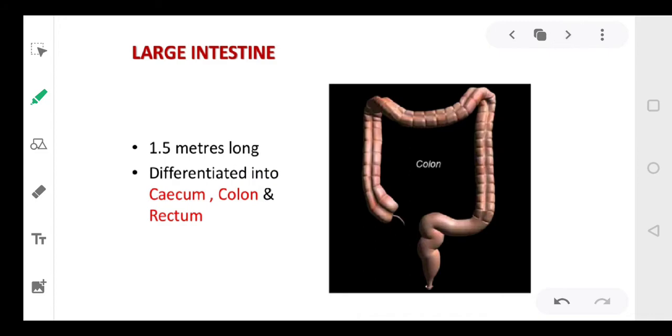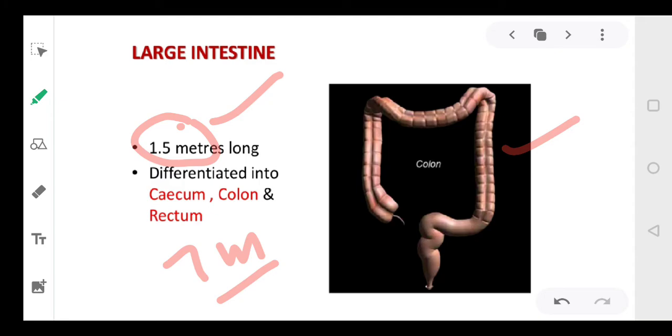Now this is your complete large intestine. ये पूरी जो आपको नज़र आ रही है, ये पूरी large intestine है. करीब it is approximately 1.5 meters. See, your small intestine is 7 meters long and this is your 1.5 meters long.